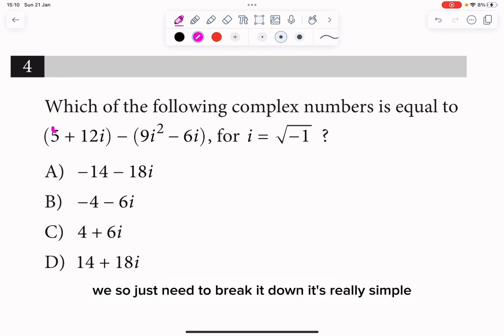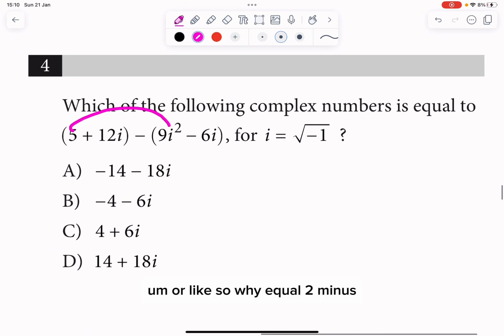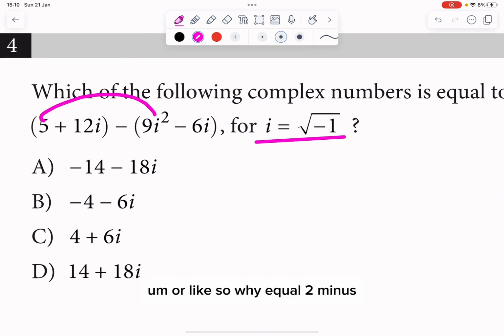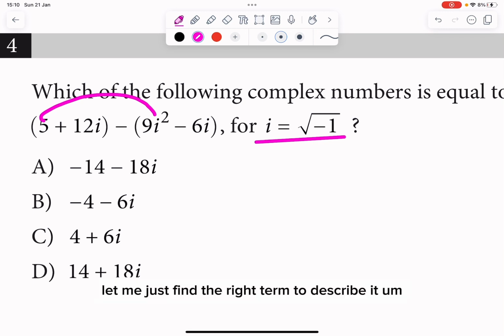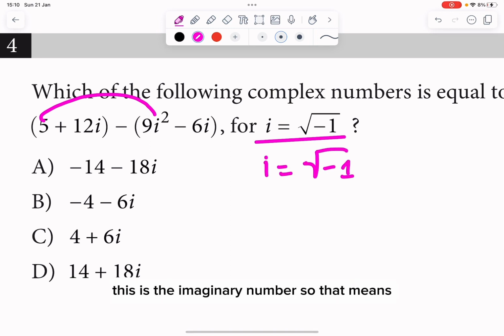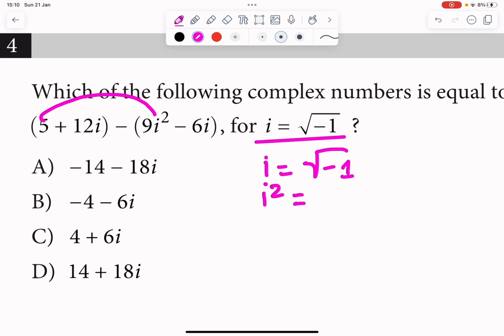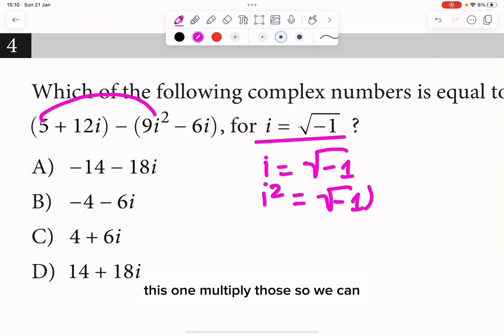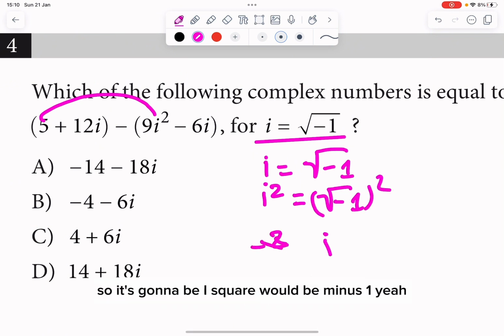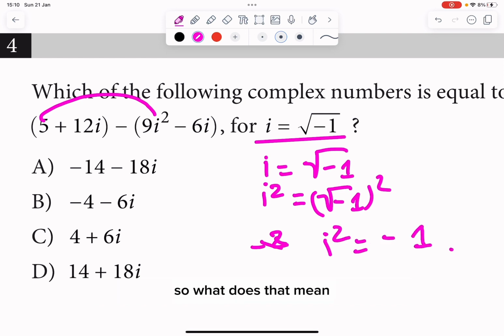Okay, so just need to break it down. It's really simple. Let me just find the right term to describe it. i would equal to this, right? This is the imaginary number. So that means that it's gonna be this one multiplied by this. So i squared would be minus 1. Yeah. So what does that mean?